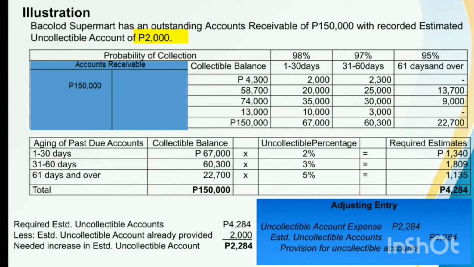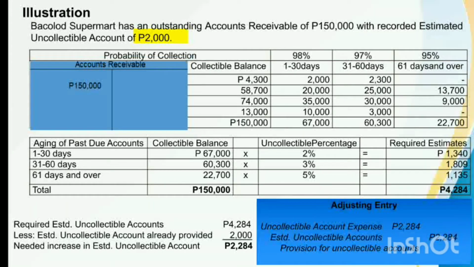And eto na yung adjusting entry natin. So, debit uncollectible accounts expense, 2,284, and then credit to estimated uncollectible accounts, 2,284. That is to record the provision for uncollectible accounts.